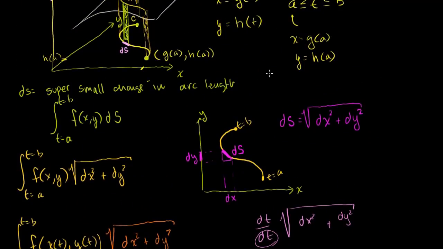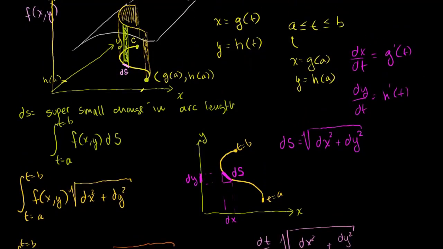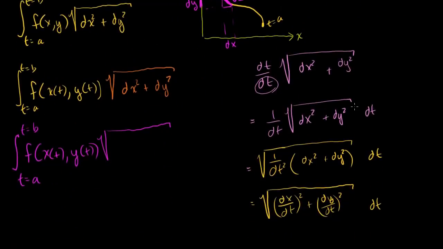Dx dt is the same thing as g prime of t, right? X is a function of t. The function I wrote is g prime of t. And then this dy dt is the same thing as h prime of t. We could say that, this function of t. So I just want to make that clear. We know these two functions, so we can just take their derivatives with respect to t. But I'm just going to leave it in that form.